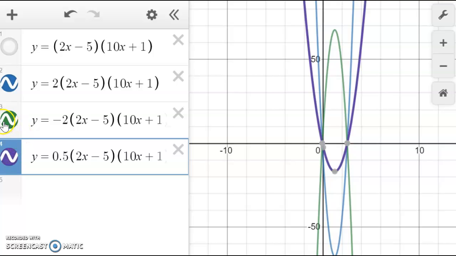In contrast, what about if the number in front is like 0.5? How does that look different?